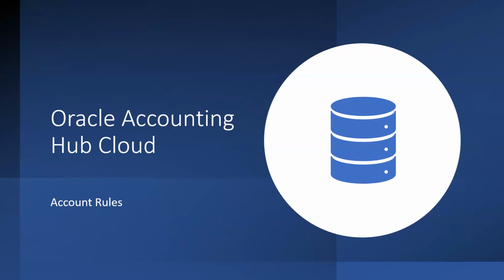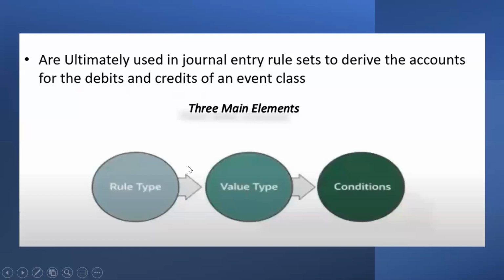So what exactly is the account rule that we need to define? Basically, the account rule needs to be defined for which account, value set, segment, or combination needs to be picked up by the accounting rule or custom accounting rule at the time of accounting being triggered. This is a mandatory configuration for the accounting transformation of Accounting Hub Cloud, so we need to define it.